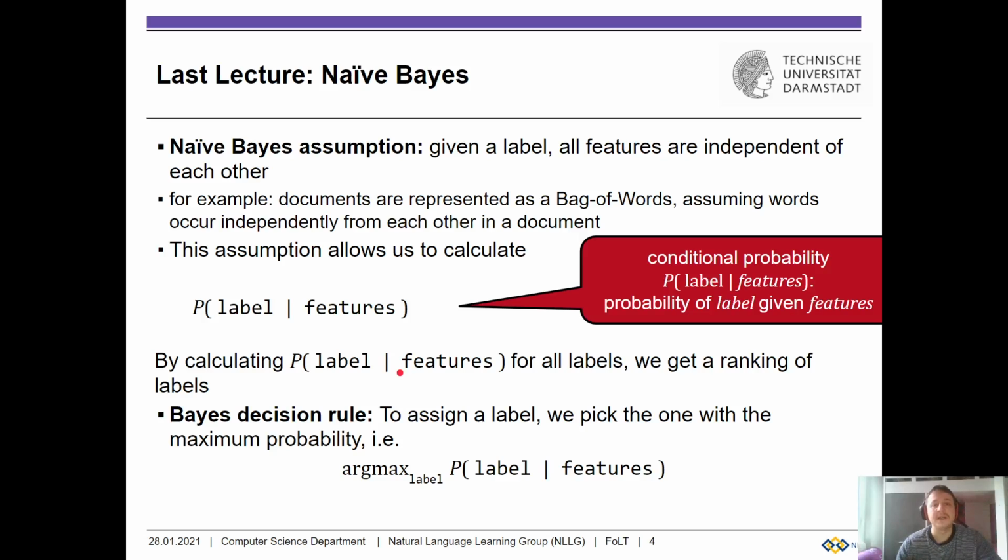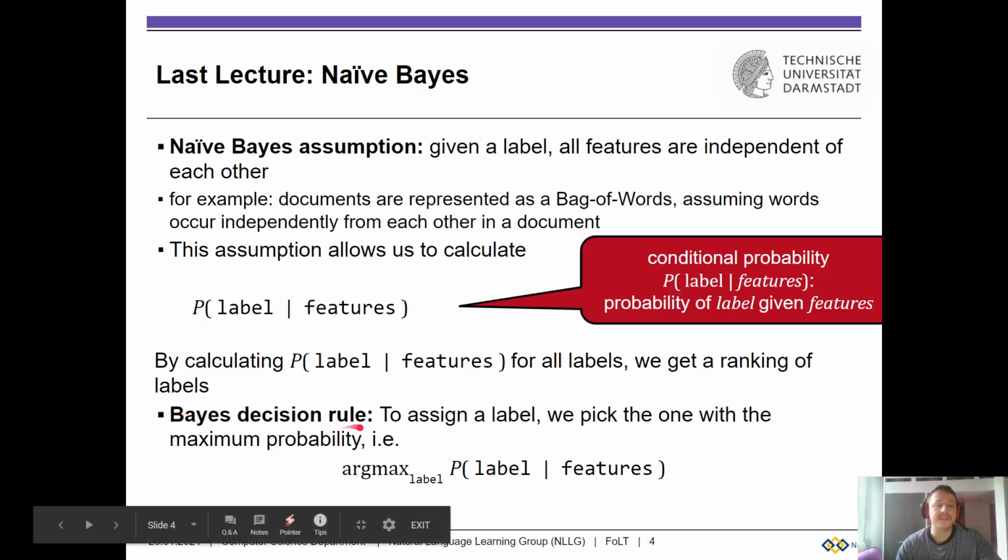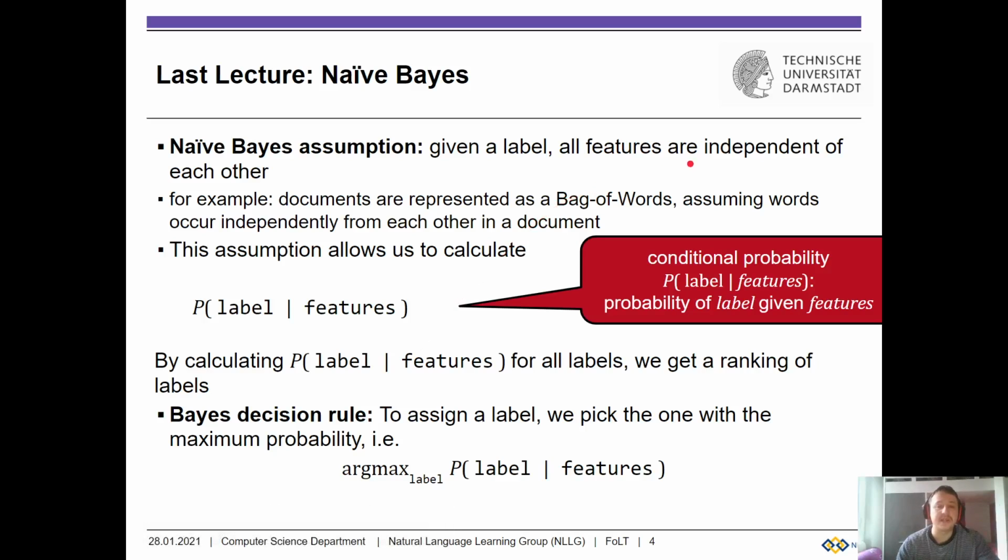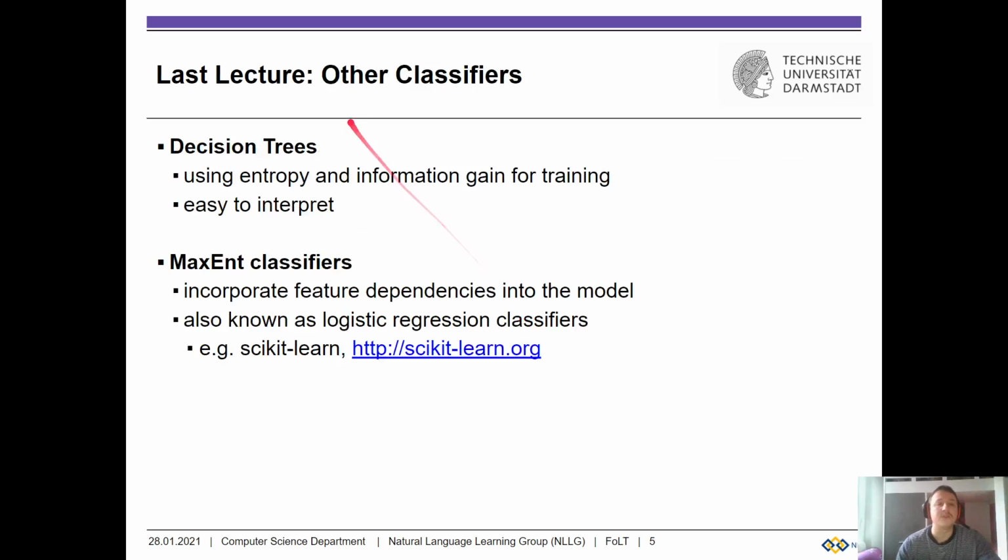We've also seen some very simple classifiers, such as the naive Bayes classifier, which uses Bayes decision rules and makes a very silly, in a way, independence assumption. But this silly independence assumption allows for an efficient classifier, which then, of course, is not very strong in practice. We've also seen decision trees and the max entropy classifiers, along with others such as more recent neural network classifiers.